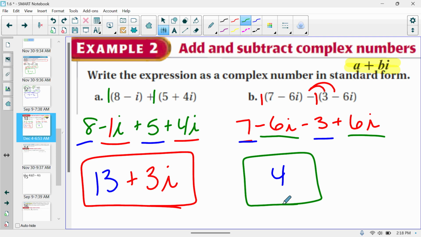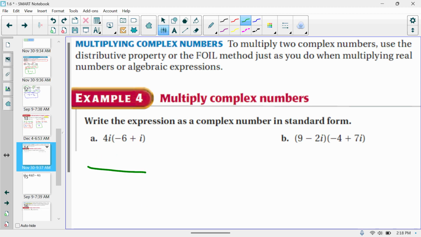So just like you can add and subtract complex numbers, we're also going to learn how to multiply and divide them. So go ahead and copy this down onto your notes. Now, what this looks like is it's a number with only an imaginary part times one that has a real and imaginary part. This one will be a little bit harder because both numbers have both parts.